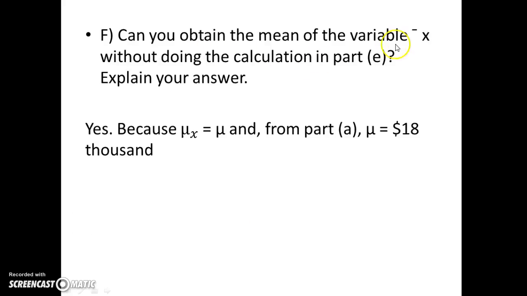Can you obtain the mean of the variable without any calculation? Yes, because we know that the population mean equals the sample mean, and we found at the beginning that the population mean is 18, so the sample mean also should be 18.